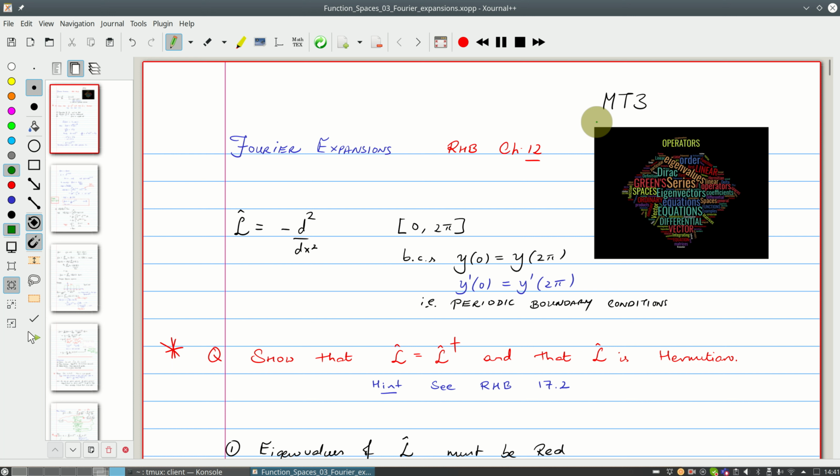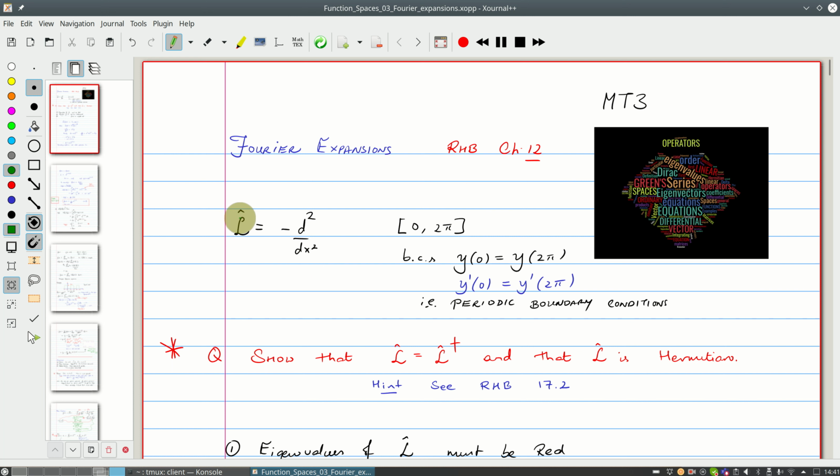In this recording, or recordings, we will be looking at Fourier expansions. Now, this material is covered in a different way, but it is covered in Riley, Hobson and Bence's chapter 12, except we'll be approaching this in almost a reverse manner.